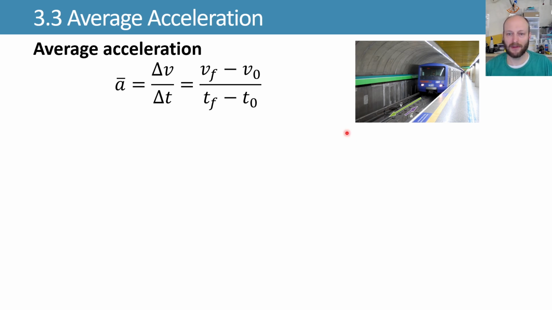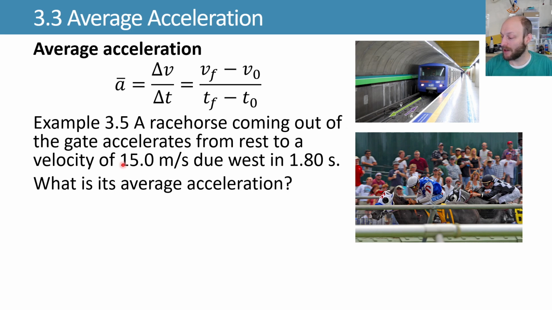Let's consider an example of a racehorse. Coming out of a gate, accelerating from rest to a certain velocity of 15 meters per second due west in 1.8 seconds. So what's the average acceleration as it does this? Well, we'll use our formula. Average acceleration is my change in velocity.